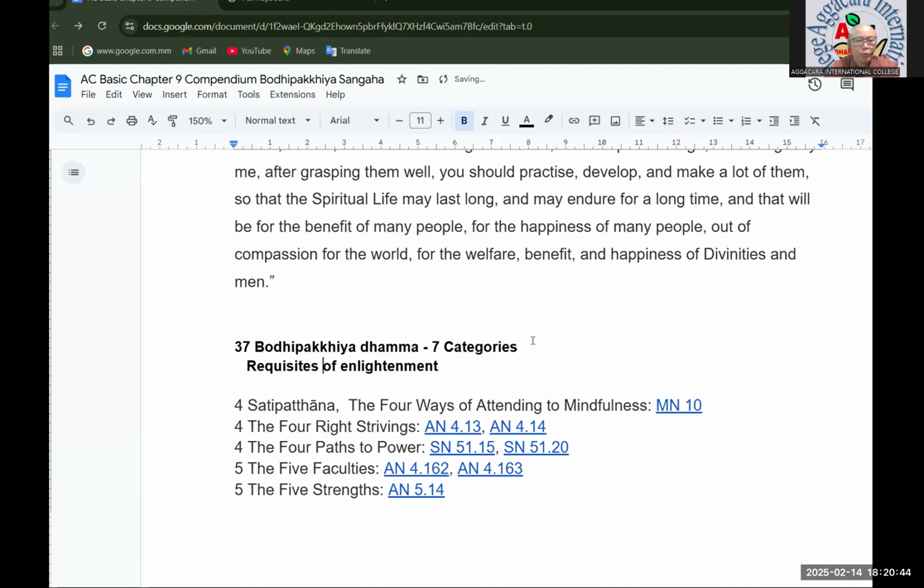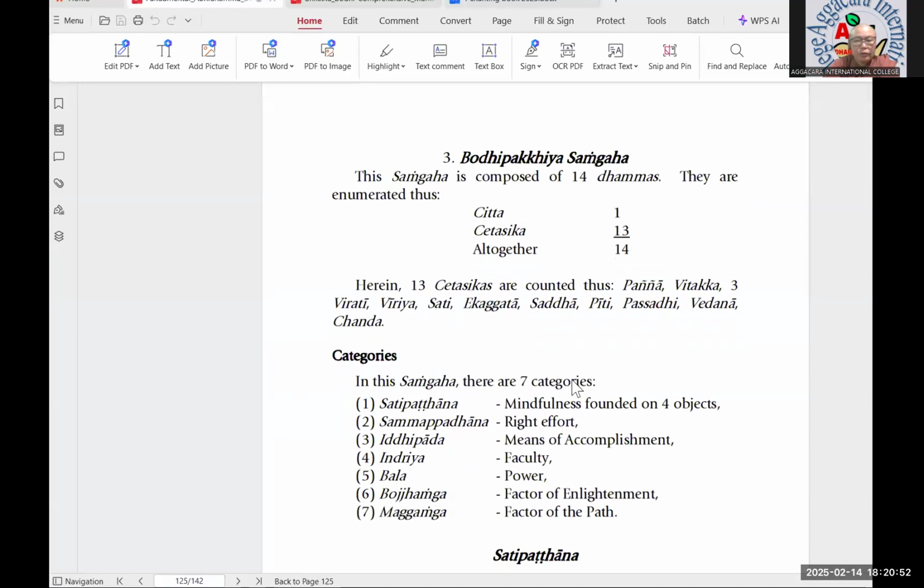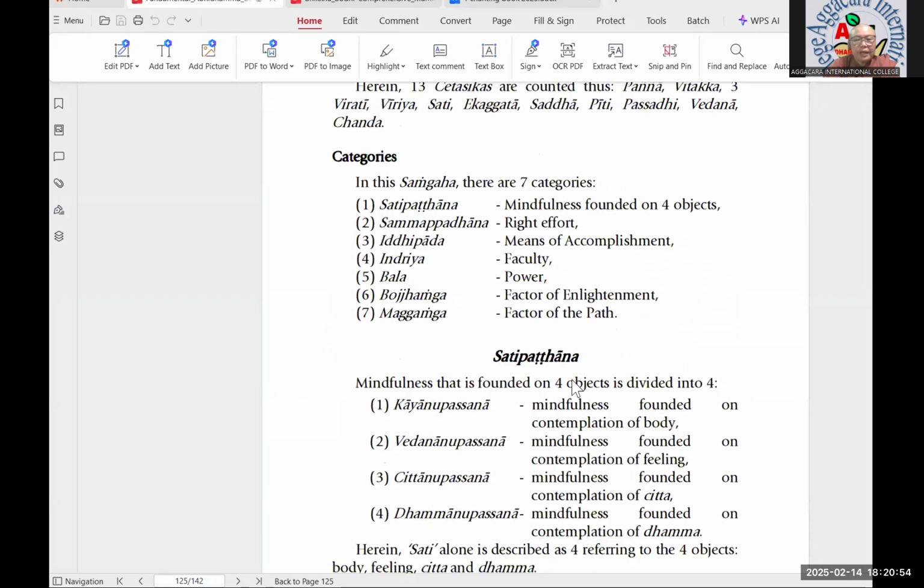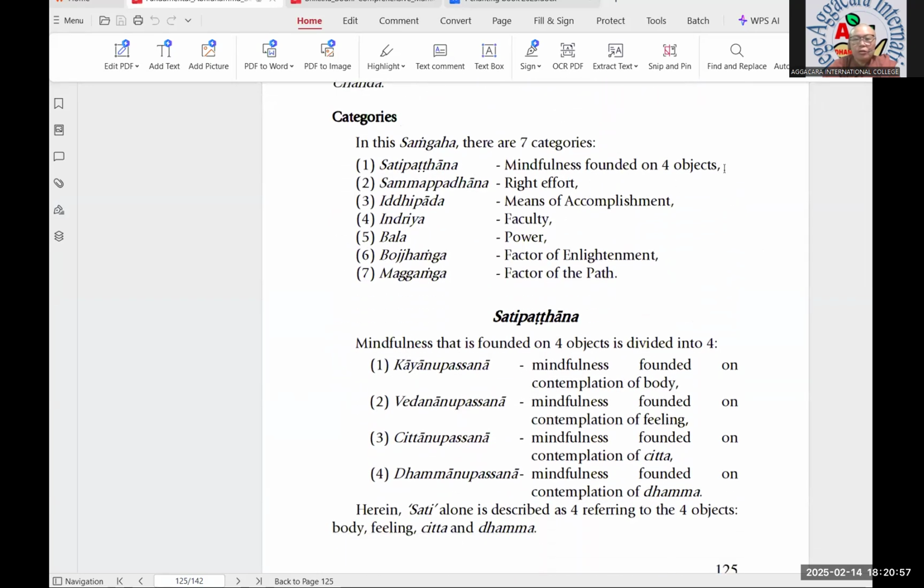Sometimes they use the word components because these Dhamma lead to enlightenment. The first one will be Satipatthana. All right, so we go back. Now, Satipatthana is mindfulness founded on four objects. It's actually the same thing.